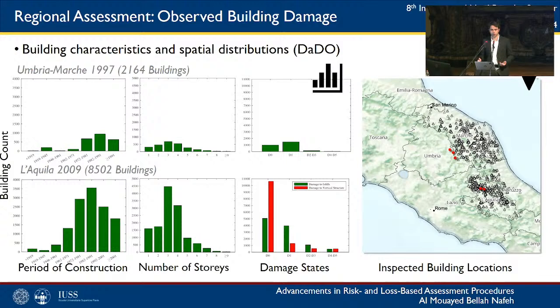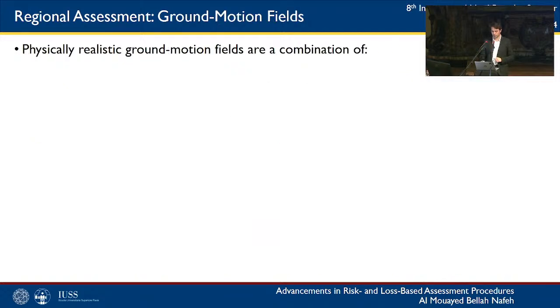Information on building characteristics and spatial distributions of the inspected buildings is available and was gathered directly from the DADO database. This data contains information on the building's period of construction, number of stories, and damage states, which were crucial in the discretization and binning of the inspected buildings in a manner that is consistent with the predefined building classes for the analytical fragility function derivation.